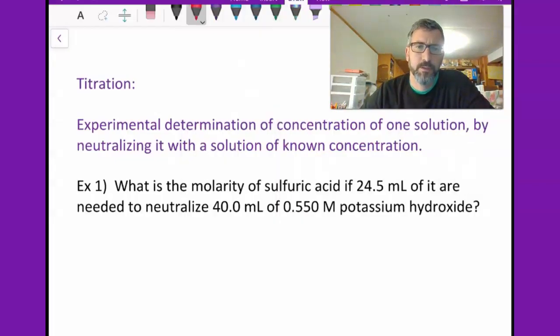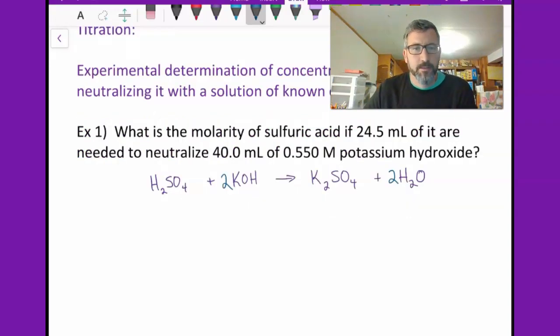Okay, so it says, what is the molarity of sulfuric acid if 24.5 milliliters of it are needed to neutralize 40 milliliters of 0.55 molar potassium hydroxide? So go ahead and pause now and see if you can set up that balanced equation for the neutralization. Okay, so that's what our balanced equation is going to look like. Just a neutralization reaction, kind of like the ones that we just looked at.